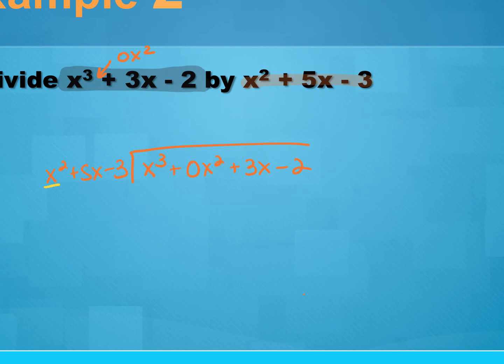And then it's first into first again. So x to the third divided by x squared, or what would I have to multiply x squared by to get to x to the third, would be x. I'm going to multiply it times all three things. X times x squared is x to the third. X times 5x is positive 5x squared. X times negative 3x is negative 3x.